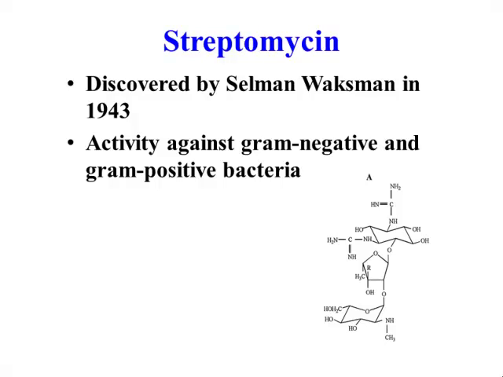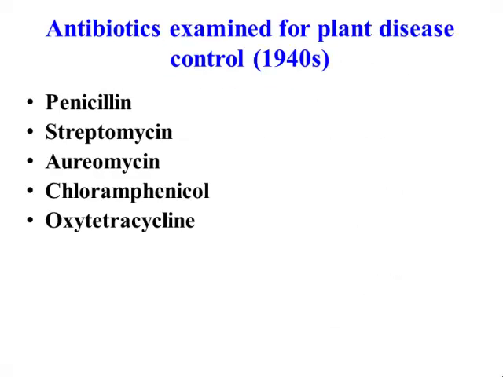In fact, penicillin, streptomycin, aureomycin, chloramphenicol, oxytetracycline, they were all tested on plants as well for control of various diseases. Luckily, really, I think streptomycin proved to be the main antibiotic that was effective, and of these other ones, only oxytetracycline has also had some use in plant agriculture.